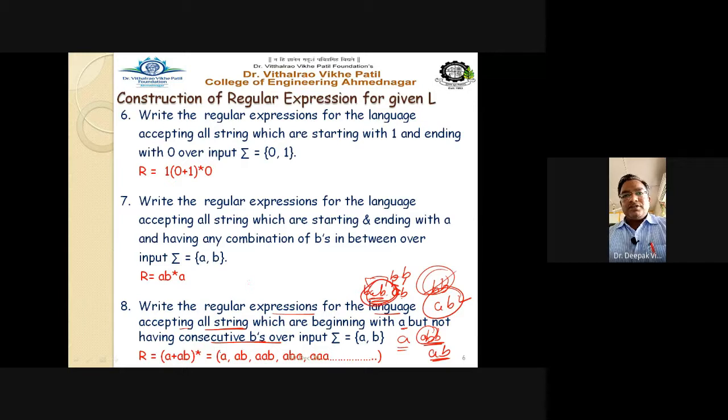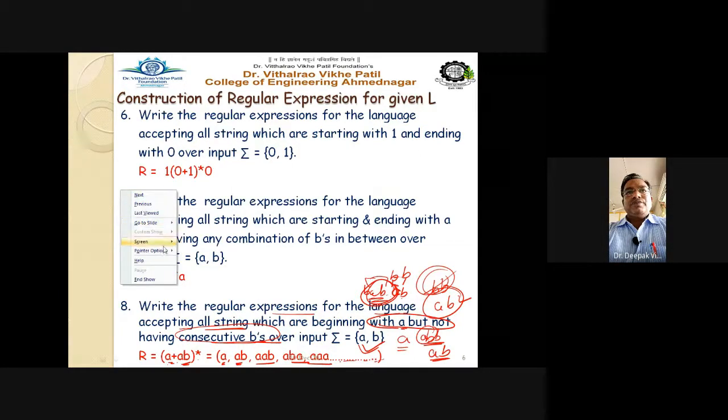So we write the expression like this: A plus AB raised to star. The combination of this is nothing but your A. There may be A, there may be AB, there may be AAB, there may be triple A. Any combination of this is possible, but we are fulfilling the condition given in the problem, that yes, it begins with A and it does not have two consecutive B's. Getting this point? Okay, let us go to the next one.